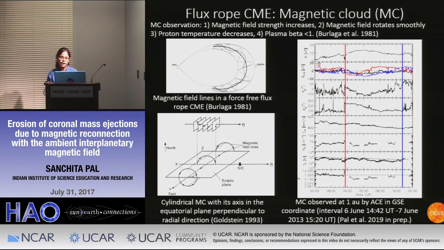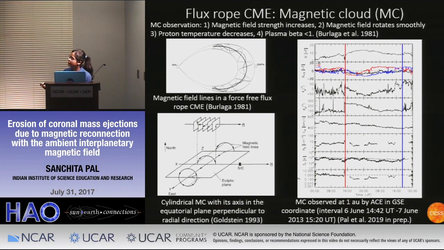So the signatures are like, the magnetic field strength will increase, and the second one is the magnetic field rotates smoothly during the magnetic cloud duration, and the proton temperature will decrease during that time, as well as the plasma beta will decrease. So these are the solar wind parameters.